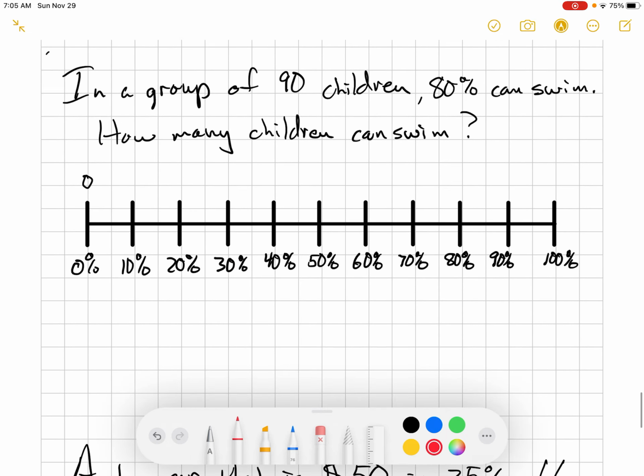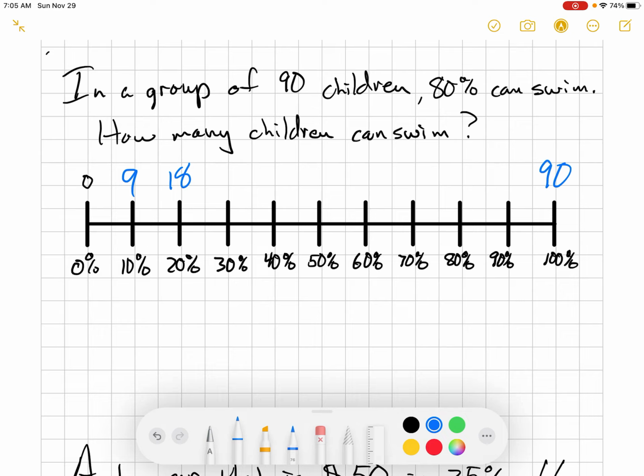All right. In a group of 90 children, 80% can swim. How many children can swim? So let's use blue for children that can swim. Why don't you pause and try this one? All right, hopefully you wrote 90 here. You could go back and find what 10% is. 10% is 9. And we could go up and find what 20% is, 18.